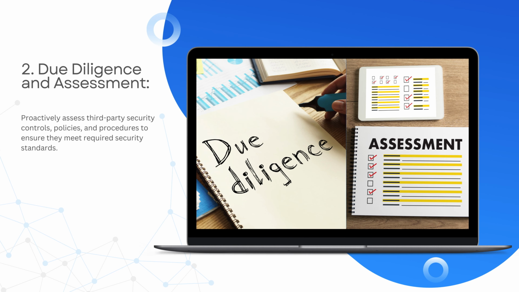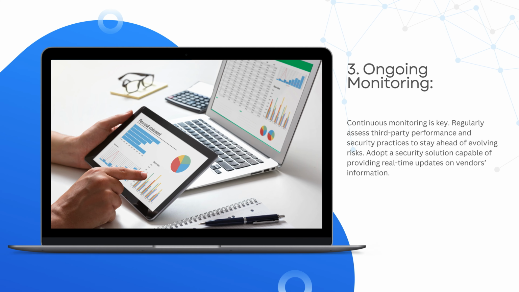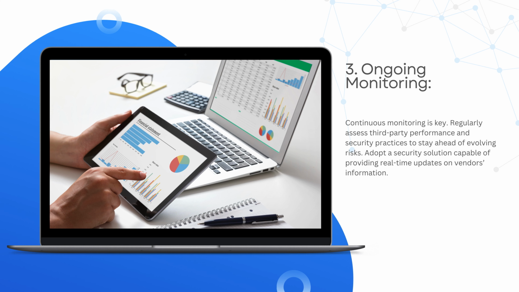Second, due diligence and assessment. Proactively assess third-party security controls, policies, and procedures to ensure they meet required security standards. Third, ongoing monitoring. Continuous monitoring is key. Regularly assess third-party performance and security practices to stay ahead of evolving risks. Adopt a security solution capable of providing real-time updates on vendors' information.